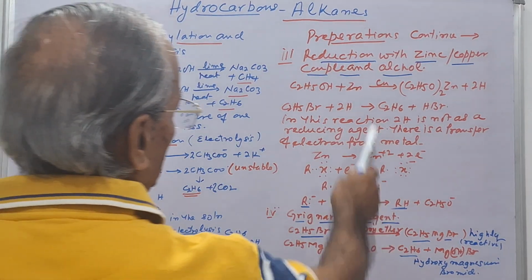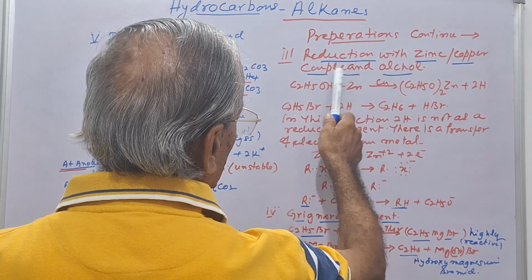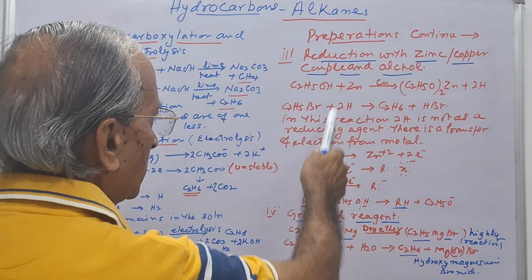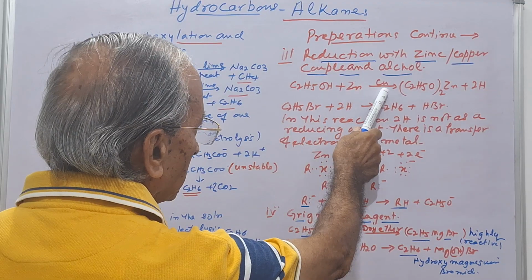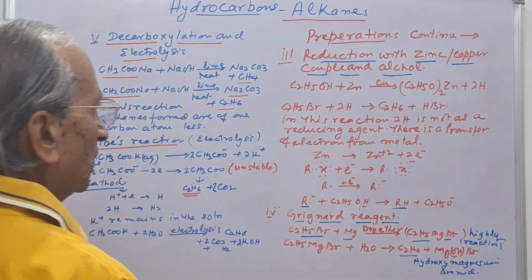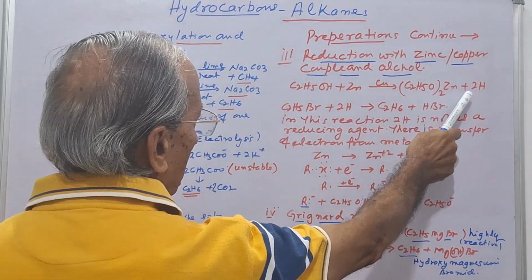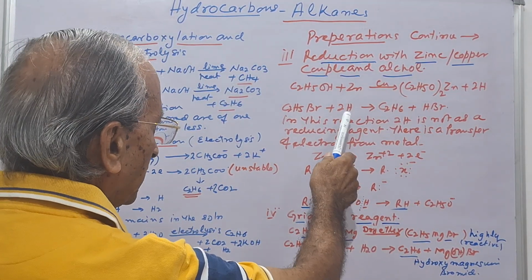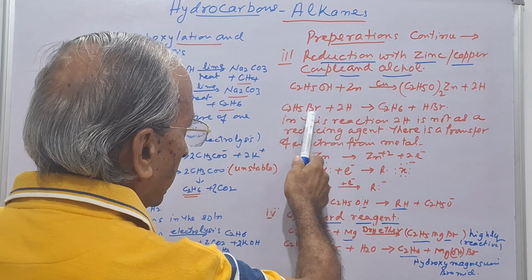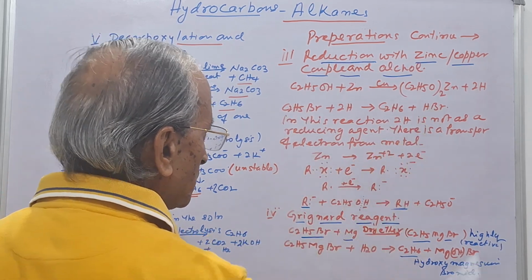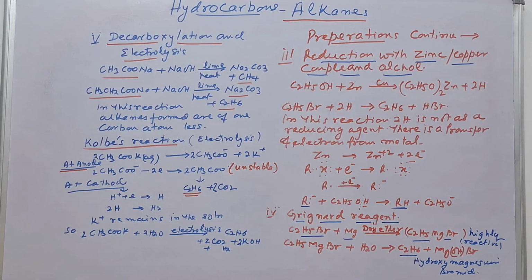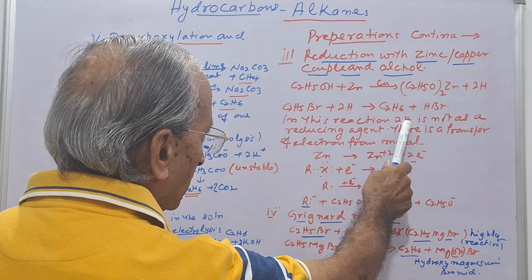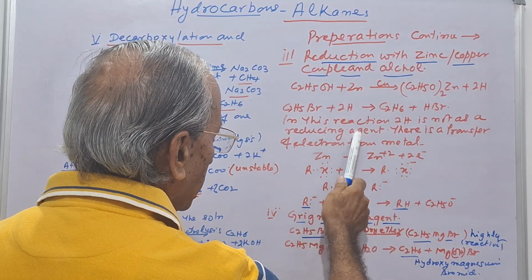Again, listen. Reduction with zinc-copper couple and alcohol. Actually, the reaction takes place with zinc and alcohol in the presence of the couple. It forms zinc ethoxide and 2H, that is nascent hydrogen. This nascent hydrogen reacts with ethyl bromide to form ethane and HBr. But actually, in this reaction, it was said that 2H is not a reducing agent.